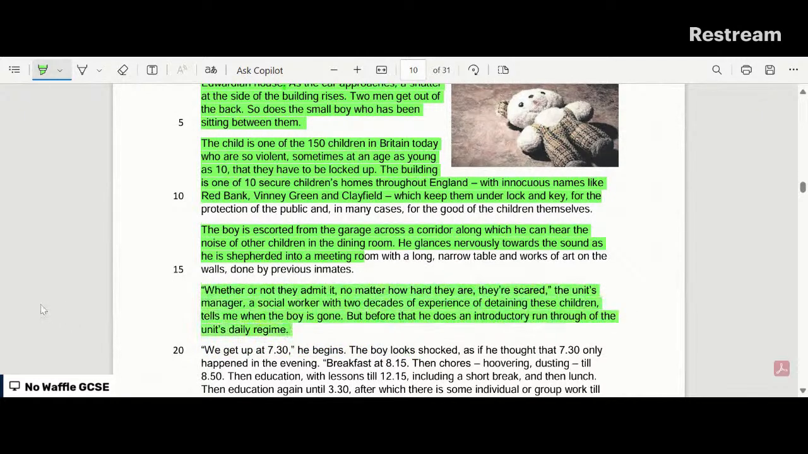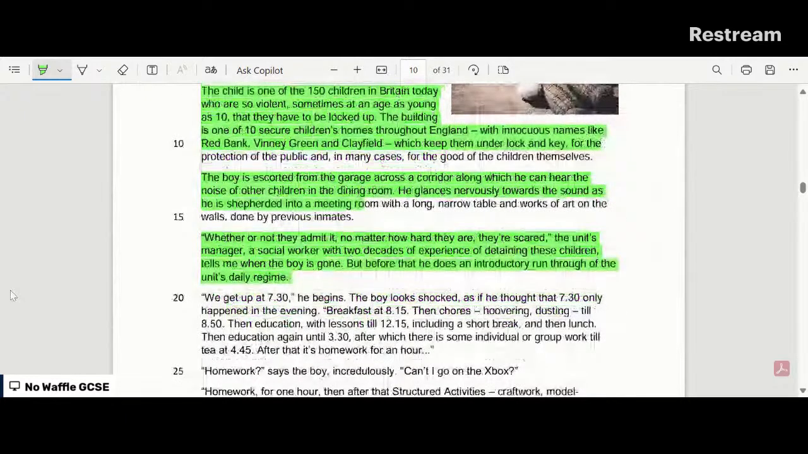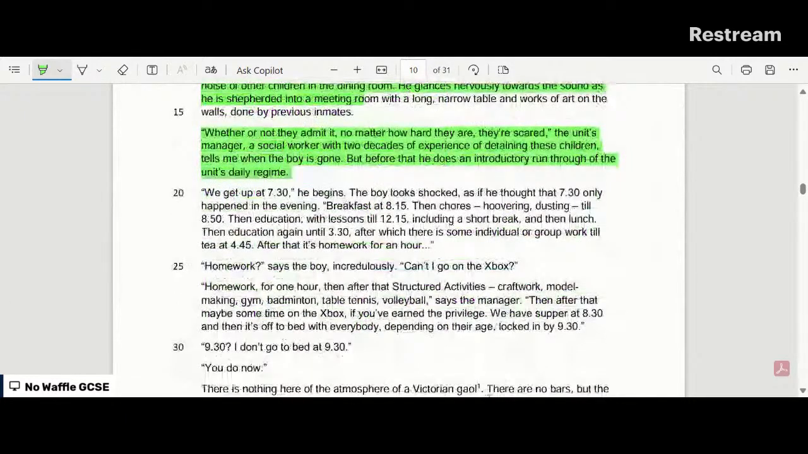of the unit's daily regime. We get up at 7:30, he begins. The boy looks shocked, as if he thought that 7:30 only happened in the evening. Breakfast at 8:15, then chores, hoovering, dusting till 8:50. Then education with lessons till 12:15, including a short break, and then lunch. Then education again until 3:30, until which there is some individual or group work till tea at 4:45.